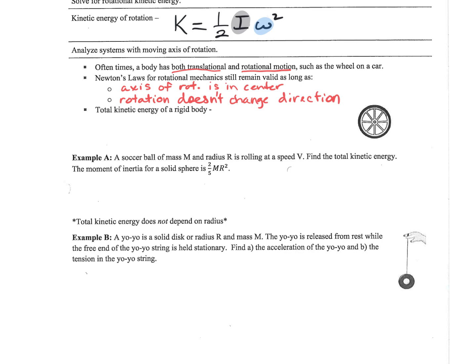Okay? So the total kinetic energy for a rigid body is K translational plus K rotational. So this is 1/2 mv squared plus 1/2 I omega squared. So we take the translational part plus the rotational part. Now when you see it, does it make sense that as the rotational part goes up, the translational part must go down, right?